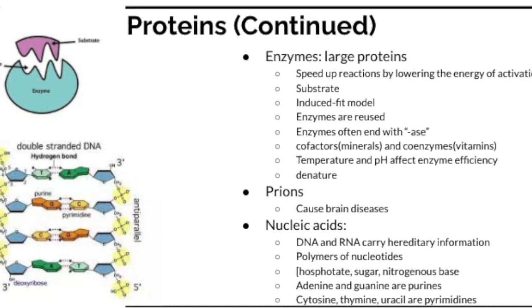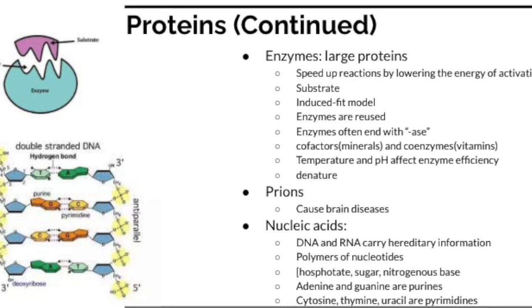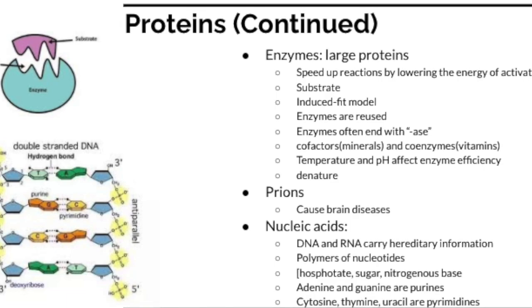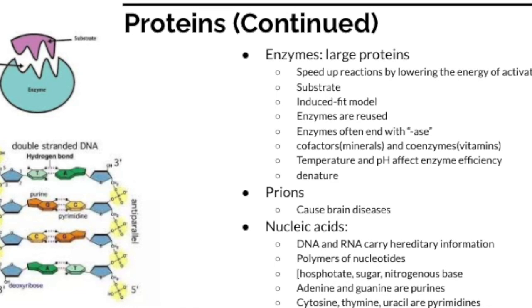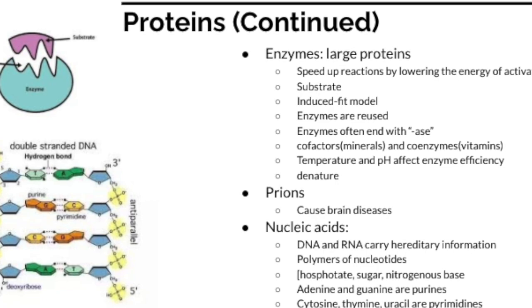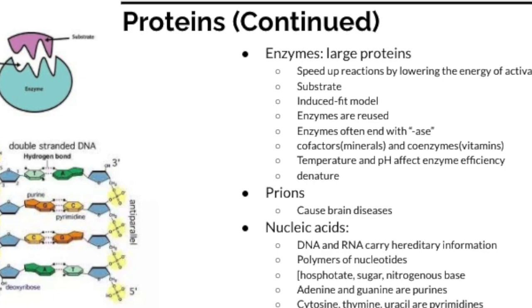Nucleic acids. The nucleic acids are deoxyribonucleic acid, DNA, and ribonucleic acid, RNA. They carry hereditary information. They are polymers, chains of repeating units of nucleotides. A single nucleotide consists of a phosphate, a 5-carbon sugar, either deoxyribose or ribose, and a nitrogenous base.